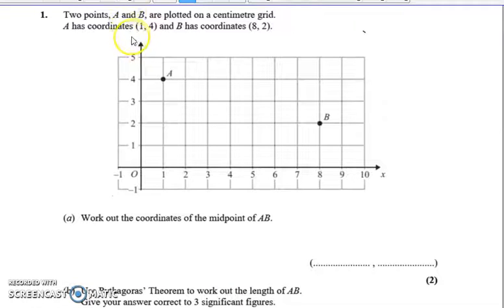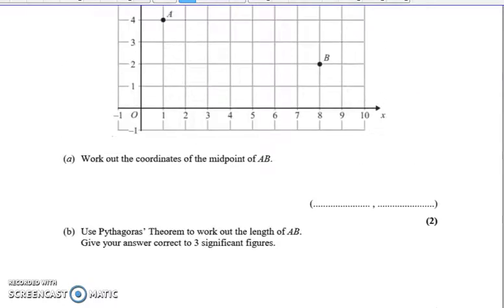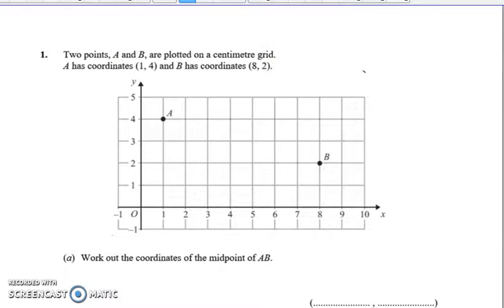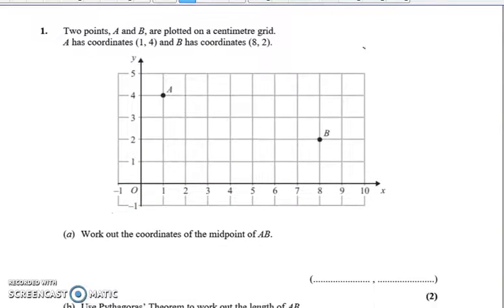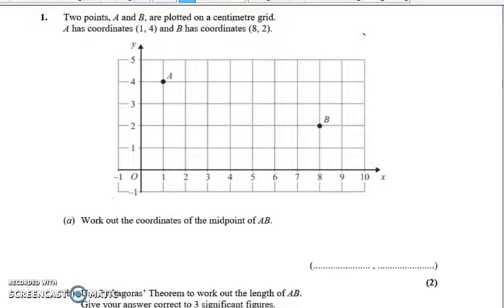Our learning objective for this lesson is to try to solve some exam questions that involve straight lines. So we'll start with this very simple one where we have two coordinates and the question clearly says work out the coordinate of the midpoint.